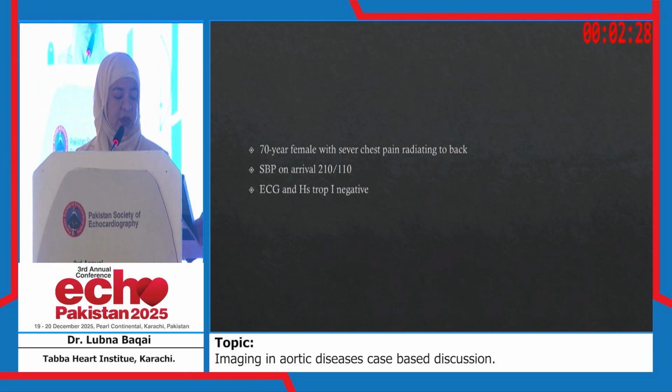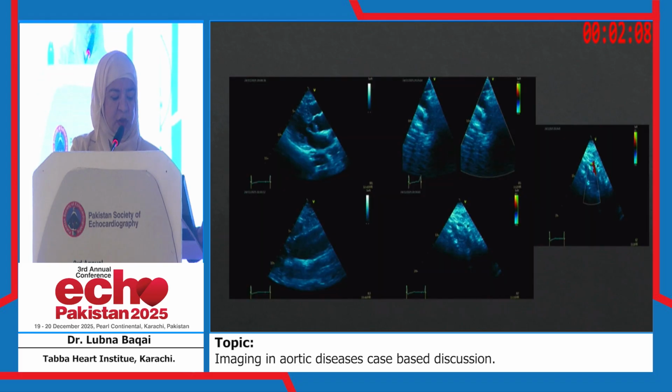Now come to the other case of a 70-year-old female with severe chest pain radiating to the back. The systolic blood pressure on arrival was 210 by 110. ECG and HS troponin were done. They turned out to be negative. Initially it was suspected to be a hypertensive crisis, but the patient was complaining of very severe chest pain. So we proceed for the echo to rule out aortic dissection.